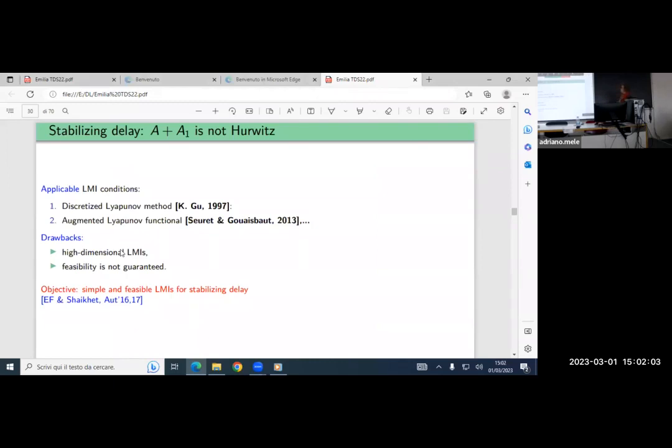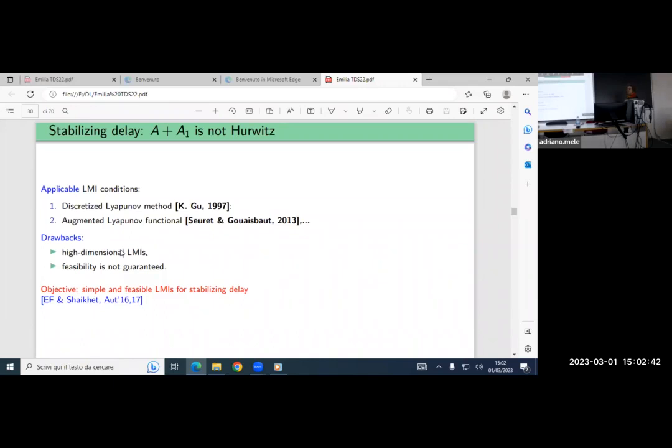For this stabilizing delay, I just want to explain how we have derived a very simple Lyapunov condition. What is the problem here? That without delay, you have no stability anymore. And so what I have told before, it does not work. But it appeared that we just need a bit more and it will work. And it took me a long time to understand this.